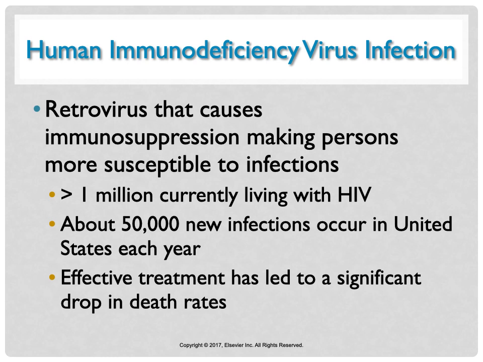About 1 million people are currently living with HIV, and about 50,000 new infections occur in the United States each year. The effective treatments that we've developed over the last few years have led to a significant drop in the death rates, and that's been great for people living with the disease.